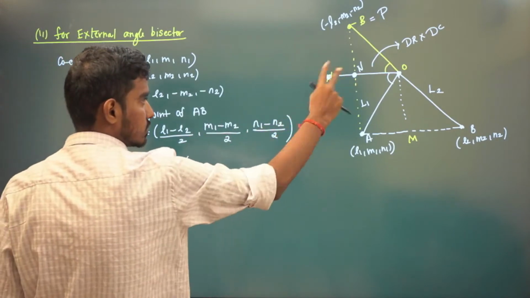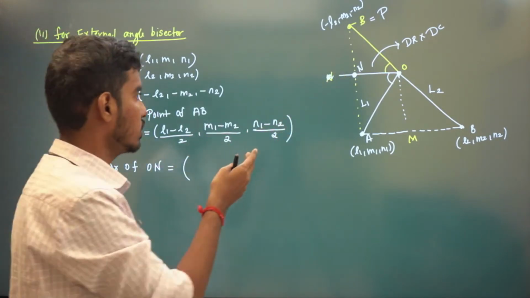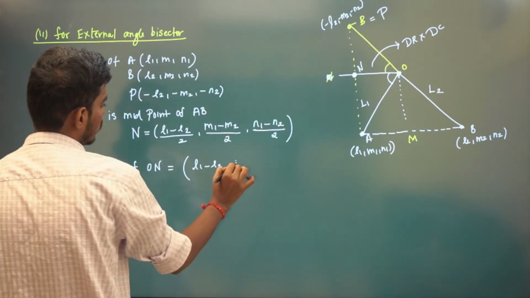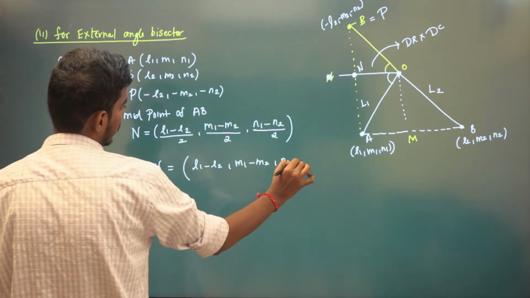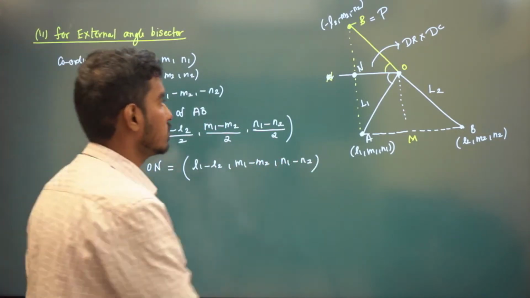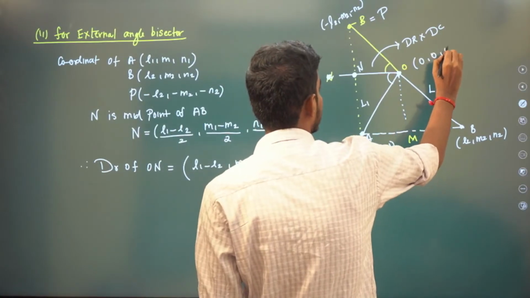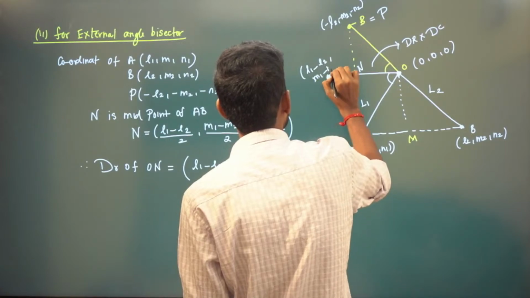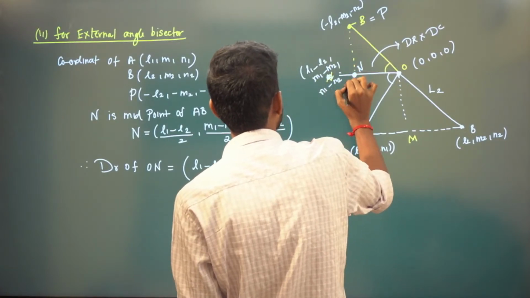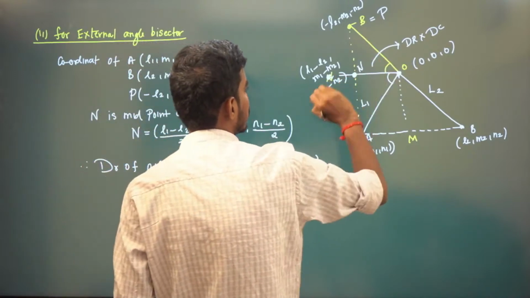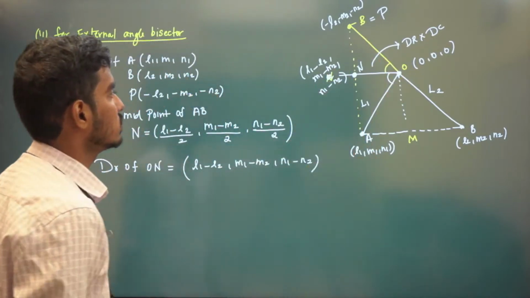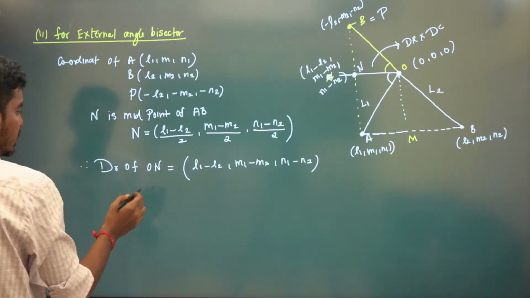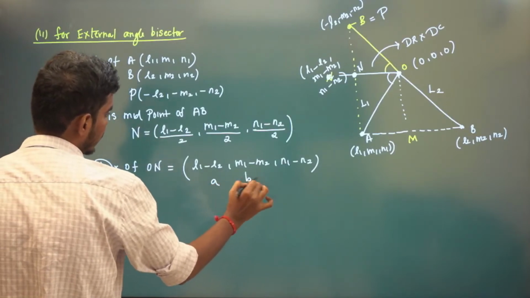It is nothing but subtract the coordinates. I'm just not writing the 2, 2, 2. So it will be L1 minus L2, M1 minus M2, N1 minus N2, since it's proportional only, right? O is 0, 0, 0. This point is L1 minus L2, M1 minus M2, N1 minus N2. So the direction ratio of this line is 0 minus (L1 minus L2), 0 minus (M1 minus M2), and so on. All are the same only. So this is our direction ratio of this line. Let's call this A, B, C.